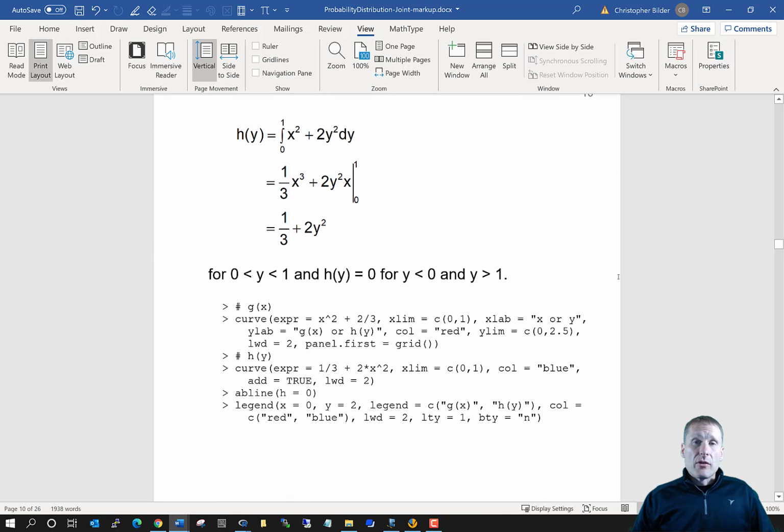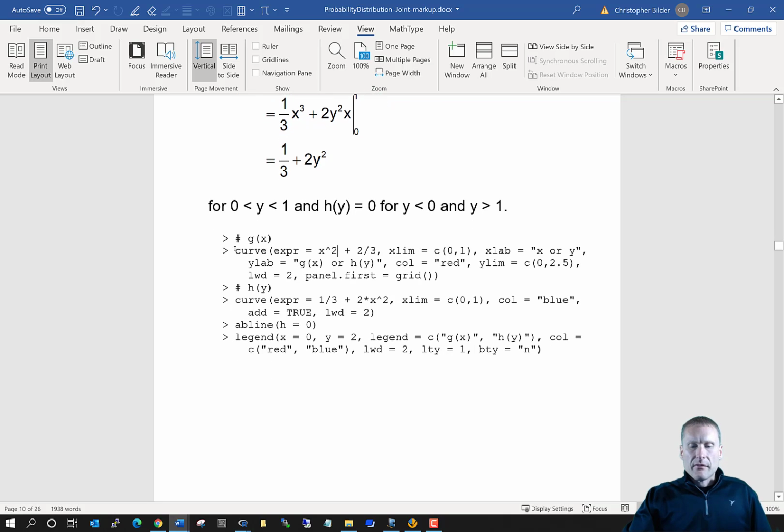Now, with respect to the marginal PDF for the stat course, now I integrate out x. So I take the integral from 0 to y of x squared plus 2y squared dy. I'm sorry, that should be dx. And I go through the integration there, and I get 1/3 plus 2y squared. Let me just make a note to myself to correct this in the notes.